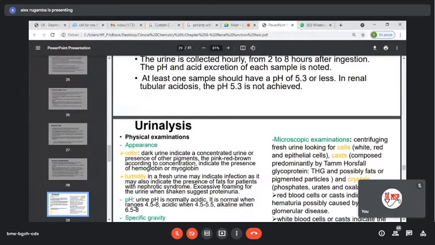So for urinalysis, there are many tests that are carried out in the laboratory to assess the function of the urinary system. Of course, for urinalysis, you check the color of the urine. The dark color indicates the concentration of urine and the presence of other pigments. You know that there are pigments that may give color to the urine, like urobilinogen. Urobilinogen is from degradation of hemoglobin. I think you know that.